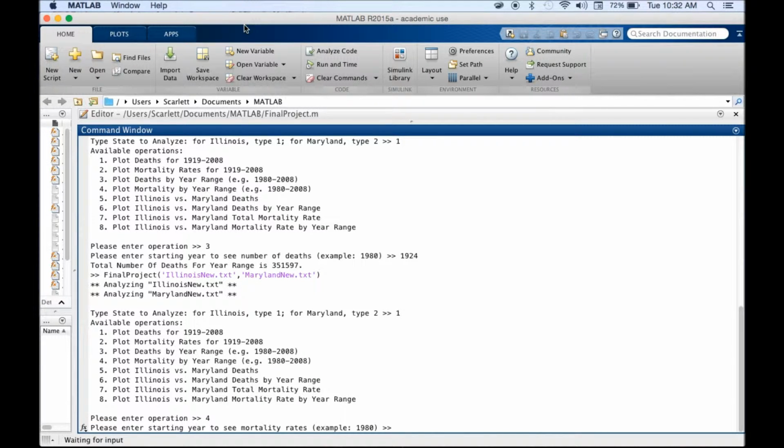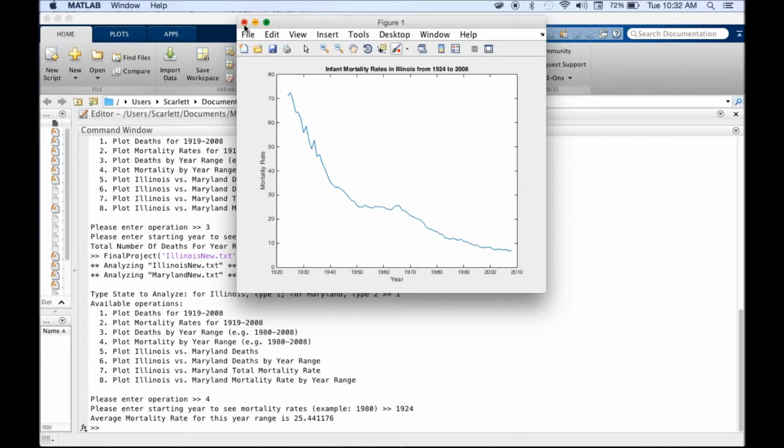Again, for number 4, it's mortality by year range. Let's pick the same year, 1924. It gives you, again, the mortality rate versus year plot from 1924 to 2008.